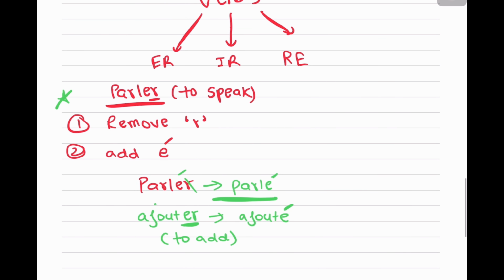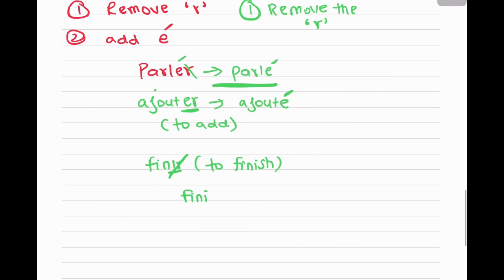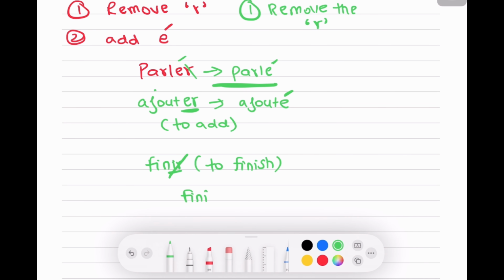Next category we have is IR verbs. IR verbs are even simpler than ER verbs. Why? Only one step. Just remove the R and you're done. For example, we have the verb finir, to finish. If I want to make the past participle of it, all I need to do is see it's an IR verb, cut off the R and I get fini. Fini, that is the past participle of finir, to finish.